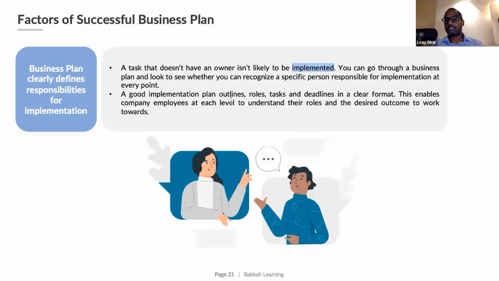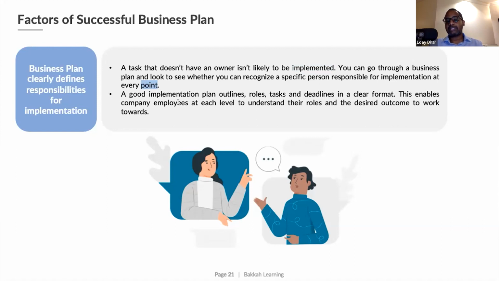You can go through a business plan and see whether you can recognize a specific person for implementation at every point. Sometimes the business plan is developed at a strategic level by functions inside the organization. After that, it's handed over to those who are going to be responsible for implementing it. Definitely, in many cases, it's going to be the PMO. They might translate it into a project. And this is how modern business plans are developed in corporate worlds.